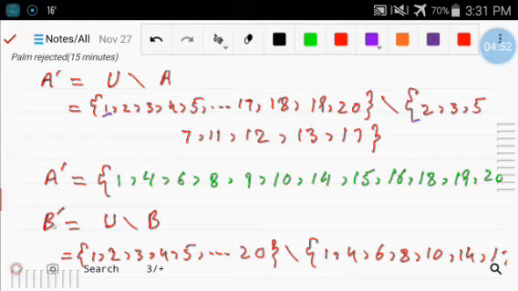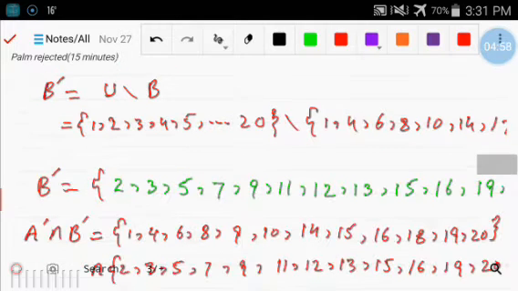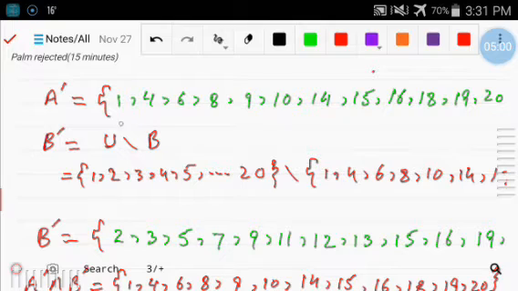Now we find B complement, which is equal to U difference B. The elements which are in set U but not in set B. This one is the universal set and this one is set B.